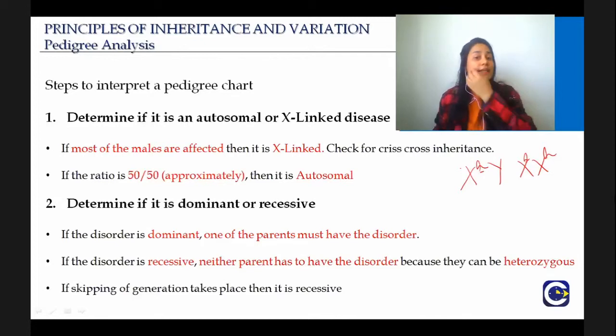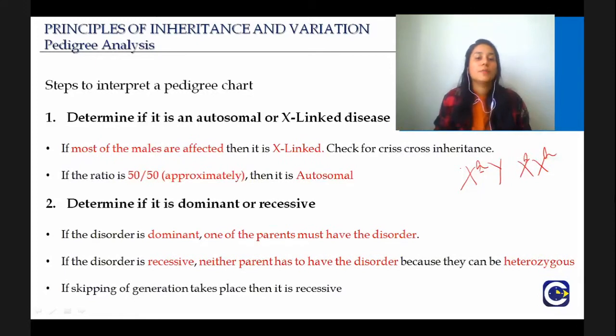Okay. This should be very clear. The X-linked diseases are observed more in males. Only and only reason is because there is only one X chromosome. In case of autosomes, both the chromosomes are equal. That is why the ratio is 50-50%. So first, once you have determined if it is autosomal or if it is X-linked, then you have to determine if it is dominant or recessive, which is the easiest part.